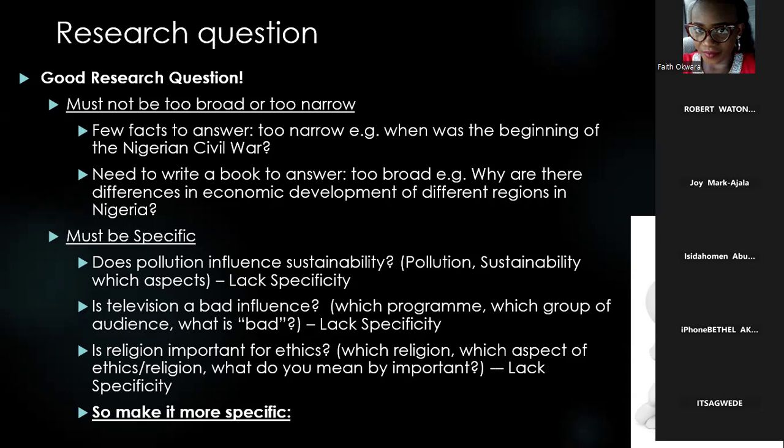So try and be very specific. Is religion important for ethics? Which religion, no? And which aspect of ethics are you talking about? All these are examples of research questions that are not very specific.